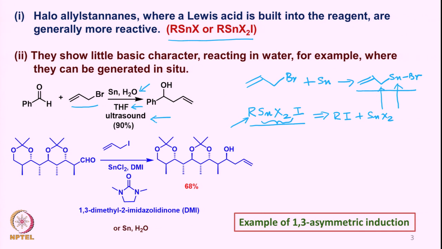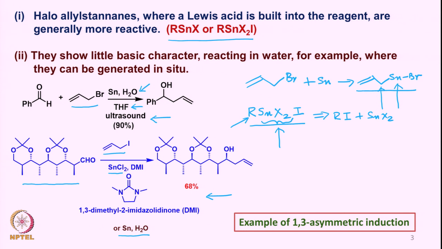Likewise, for example, the second example is SnCl2 and allyl iodide. This is a reagent of this type, and it also reacts with a complicated molecule of this type, where there is an aldehyde with several carbon-carbon bonds or carbon-oxygen bonds with a specific stereochemistry. This reaction can be done either in the presence of tin chloride and allyl iodide, or you can take allyl iodide and tin, and you can also do the reaction in aqueous medium.